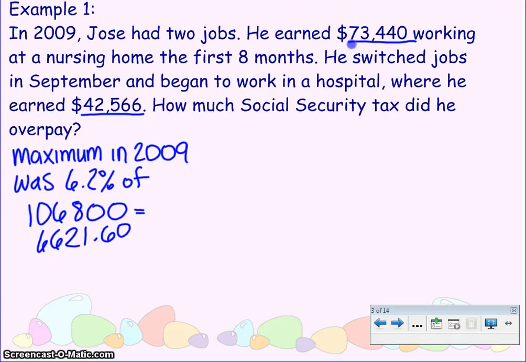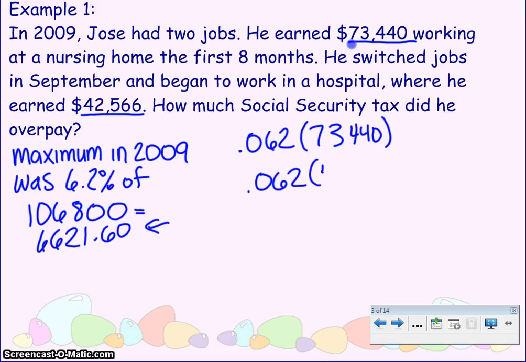Well, before we can calculate that, we need to understand the maximum for 2009. I've written that here on the screen, and it was 6.2% of $106,800, or a maximum of $6,621.60. So we know that Social Security in this year was paid at 0.062, or 6.2%. If we multiply that by what he earned at job 1 and do that again for what he earned at job 2, we will find the total that he paid in 2009.